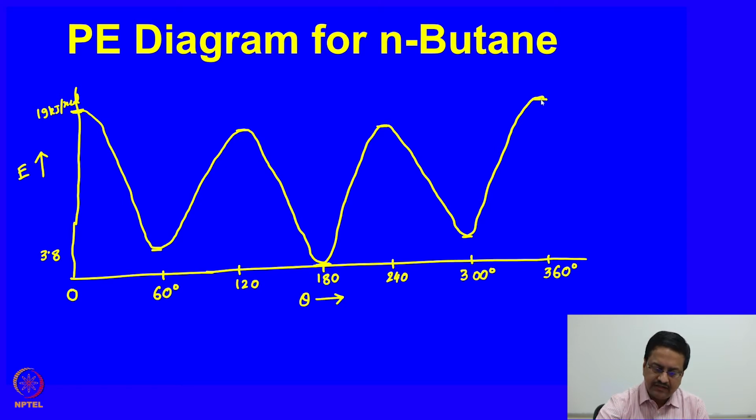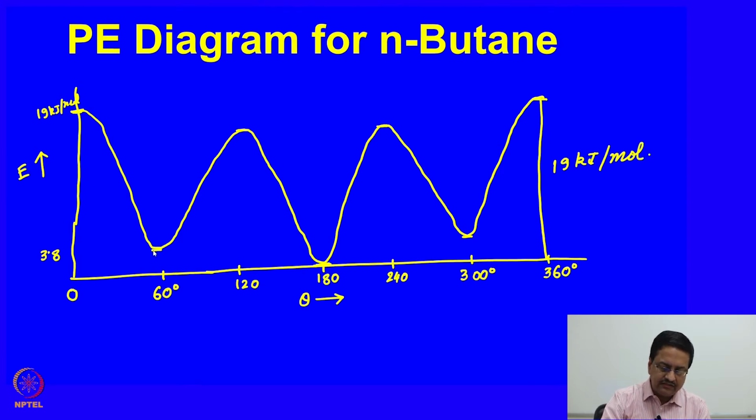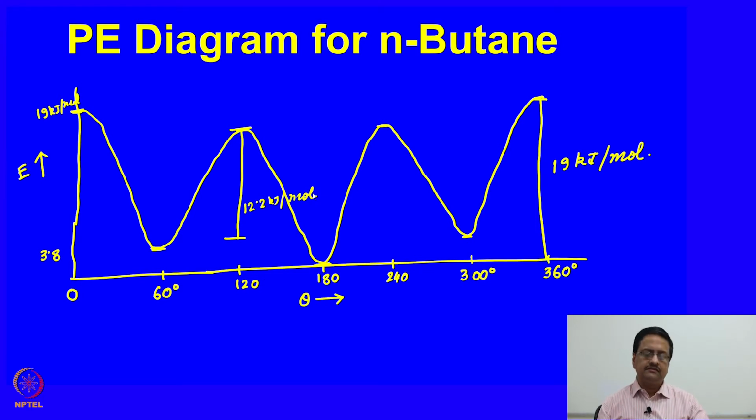So the highest energy barrier is 19 kilojoules per mole, and the difference here is less. So this one is plus 16 and that is plus 3.8. So if you subtract, it becomes 12.2. So this is how one can draw the potential energy diagram for n-butane.